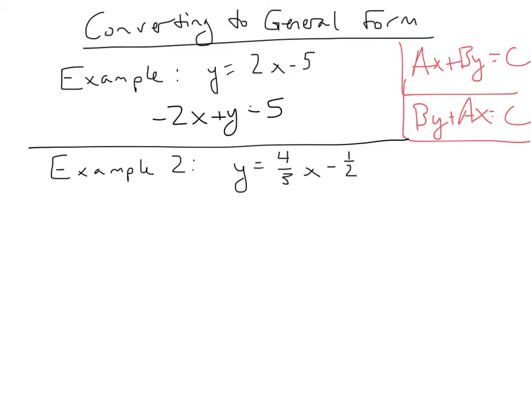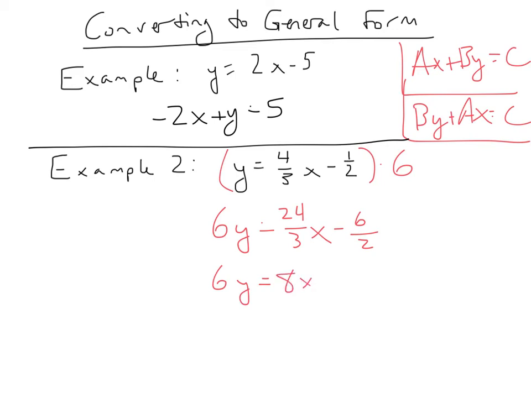And going back to what we did in class a couple days ago, we know that we can multiply both sides of an equation by anything we want to. I'm going to choose to multiply by what would be that common denominator of 6, and let's see what happens. I'll get that 6y equals, well, that's going to be 24 thirds x minus 6 halves. And I can go ahead and deal with these fractions, and I actually get that 6y equals 8x minus 3. And now just by subtracting 8x from each side, I get negative 8x plus 6y equals negative 3. And here we are in general form.